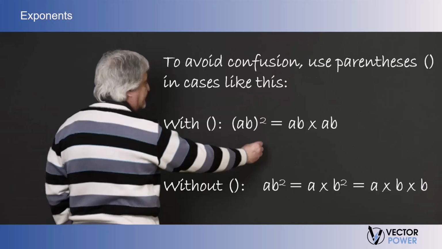Be careful about grouping. To avoid confusion, use parentheses in cases like this. With parentheses, we would group AB squared, and that would basically mean we're going to take AB times AB. Without the parentheses, this can get confusing, and we may write down A times B squared, which would equal A times B times B.